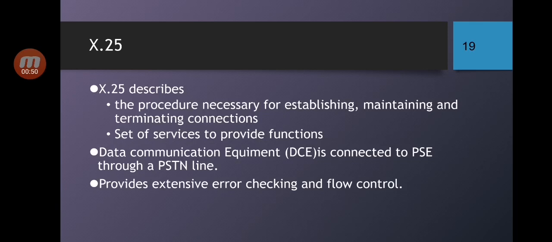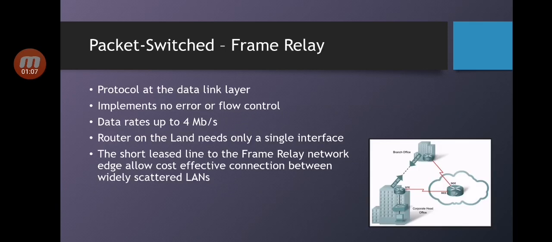It uses data communication equipment, DCE, which is connected to packet switching exchange, PSE, through a public switching telephone network line. So it provides extensive error checking and flow control. Another type of protocol is frame relay. It is a protocol at the data link layer. It implements no error or flow control.